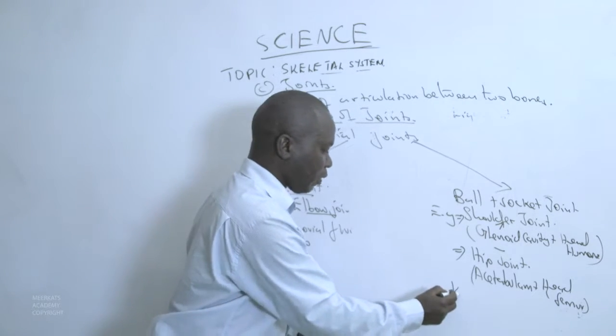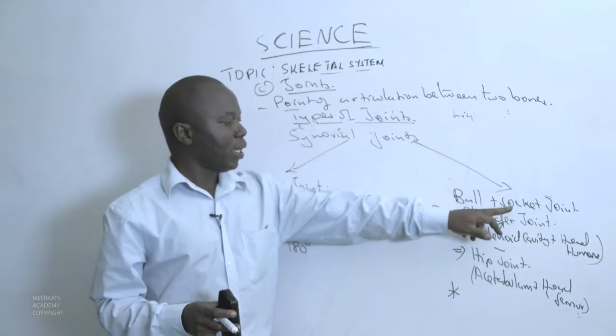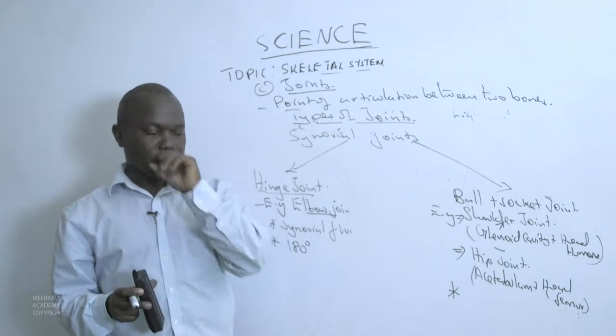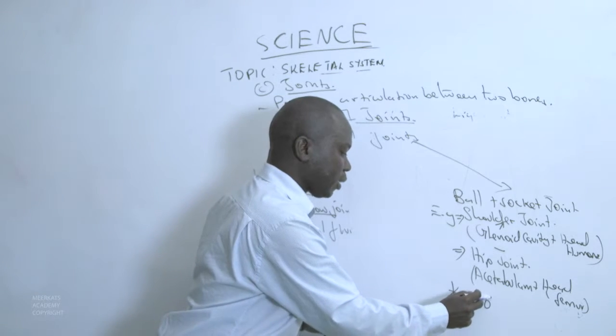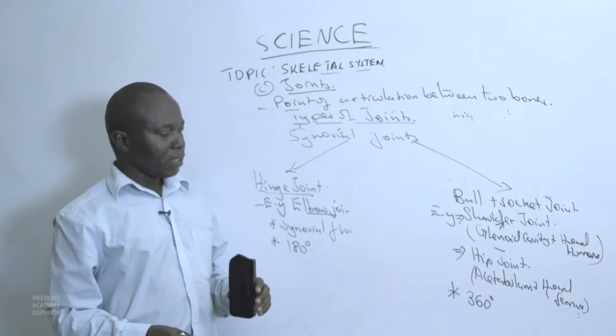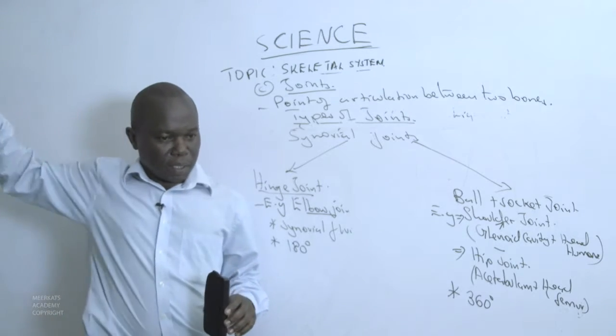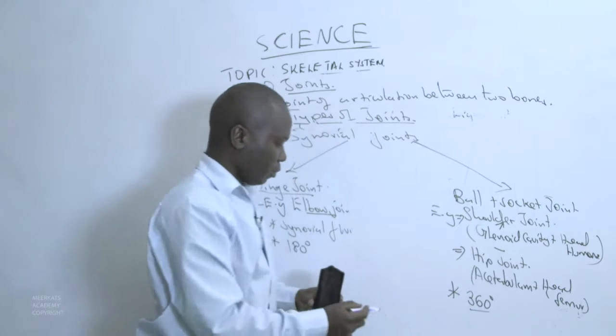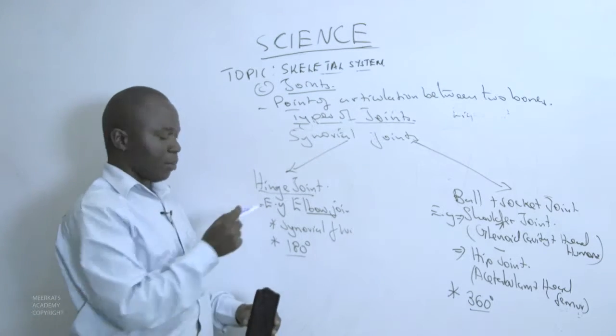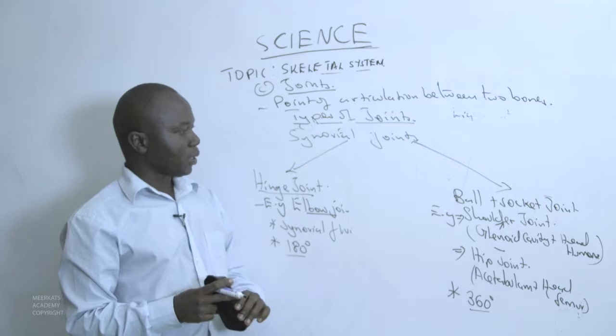But one major feature of a ball and socket joint is that it allows movement in all directions, nearly 360 degrees. Your hand, you can rotate your hand in all directions. Nearly, we have said nearly. Even this one is about 180.